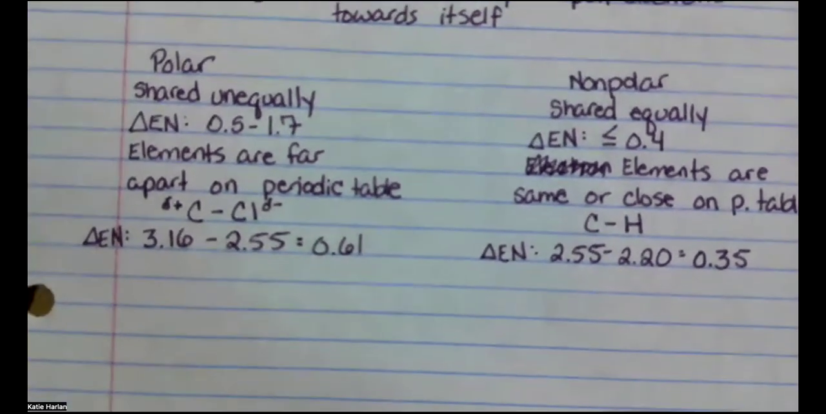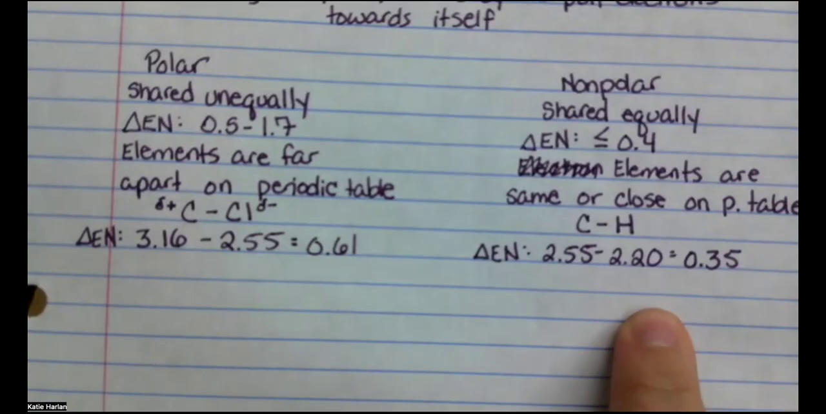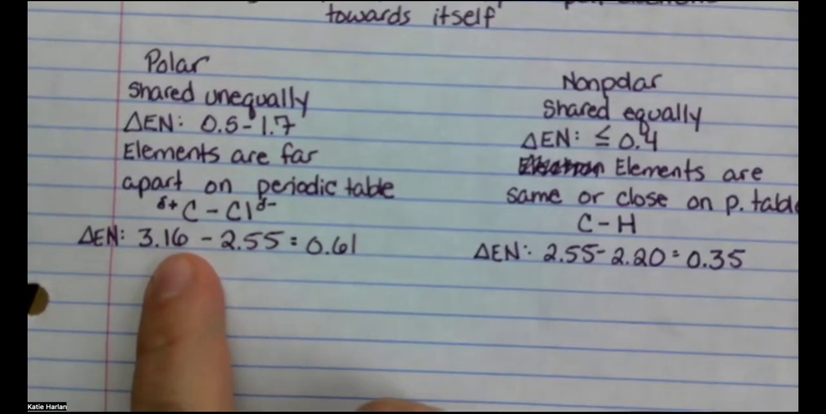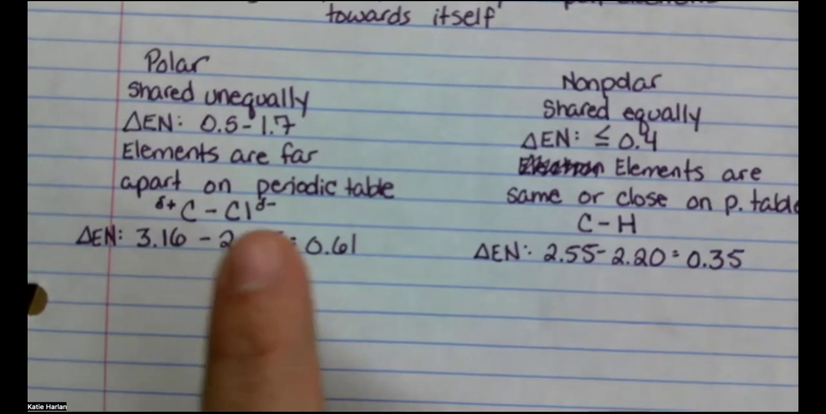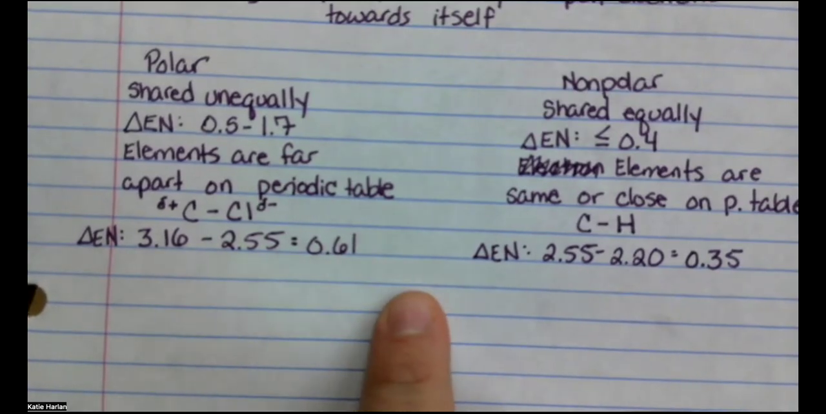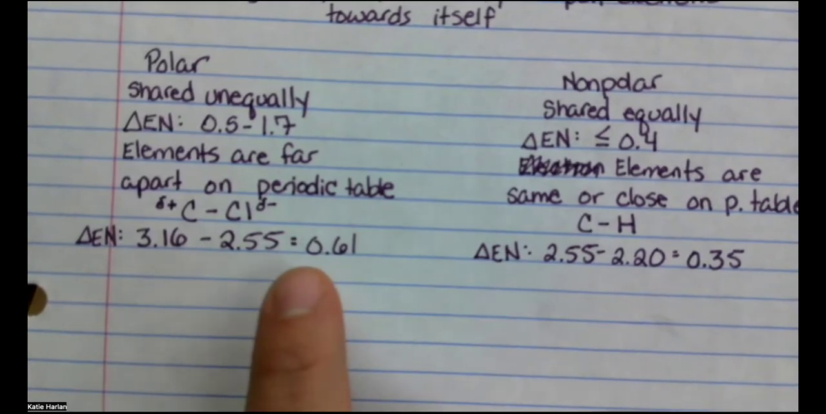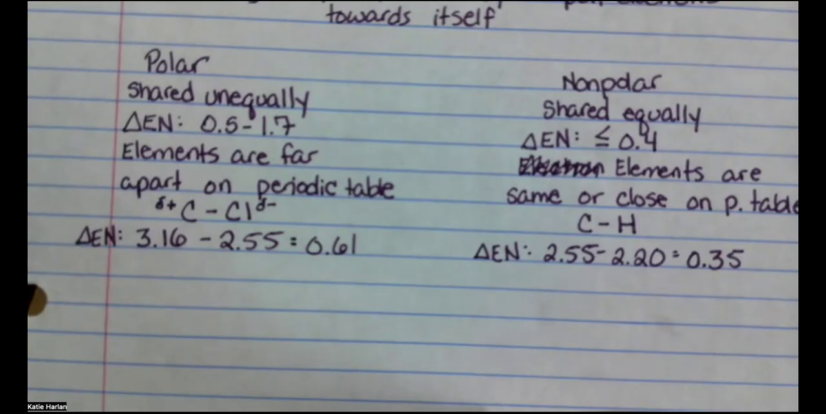On your digital worksheet, you are going to be working through this process for different pairs of atoms. You're going to find those electronegativity values on Ptable, find the difference, tell me if it's polar or nonpolar, and then tell me what is happening with the electrons. Remember, if it is a metal and a nonmetal, it is ionic.